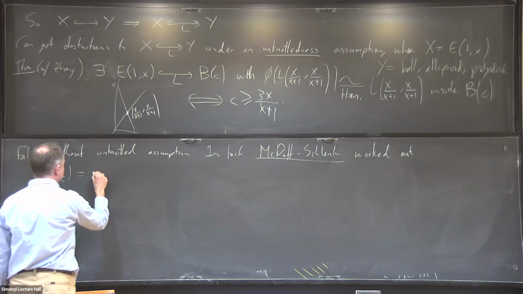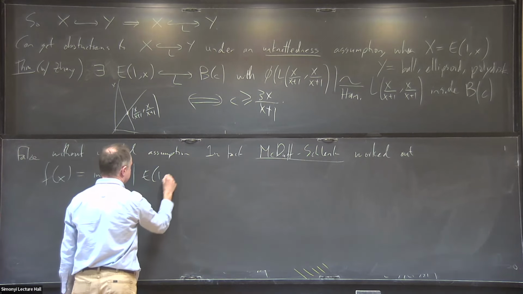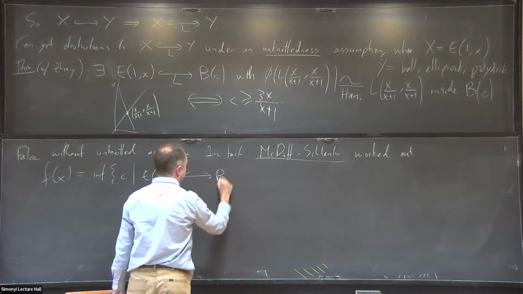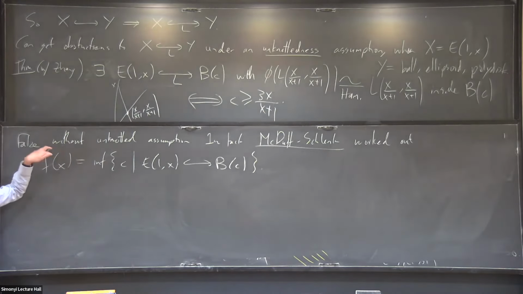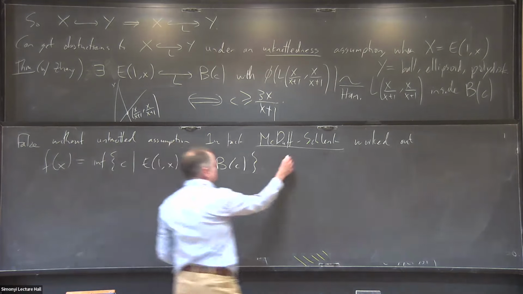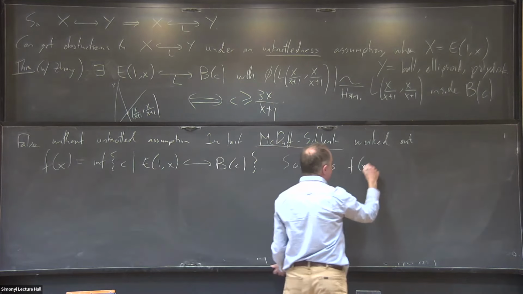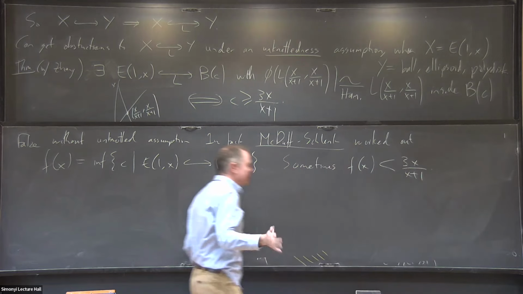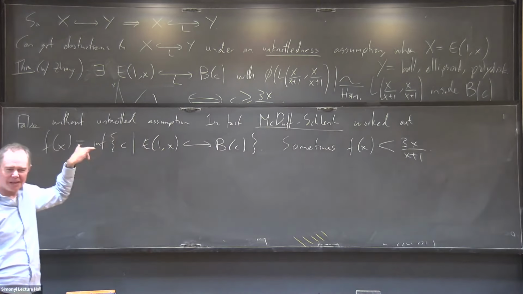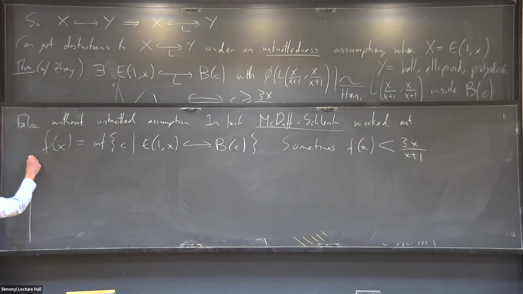That's fine. So this is the inf of the set of C such that you can embed. And it turns out it's possible that sometimes f of x is less than 3x over x plus 1. So maybe you don't get the story here. In fact, you can almost just graph this thing.